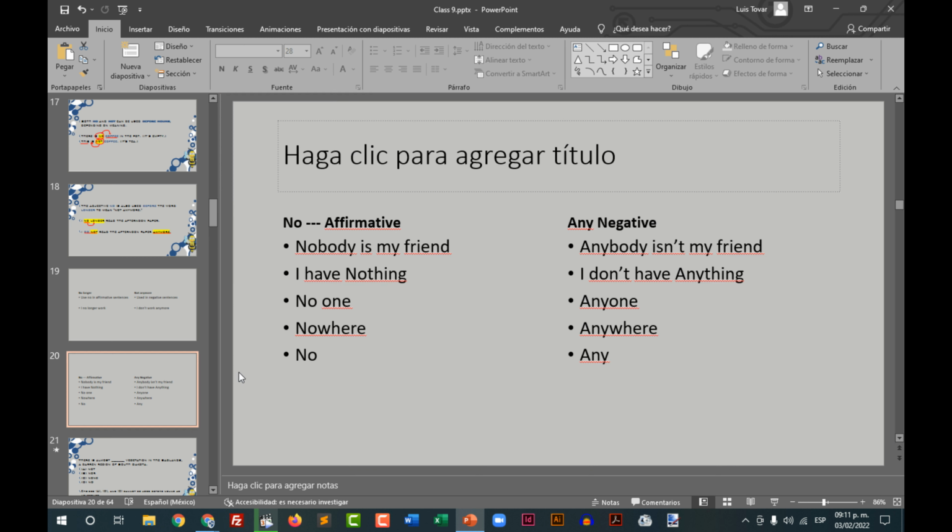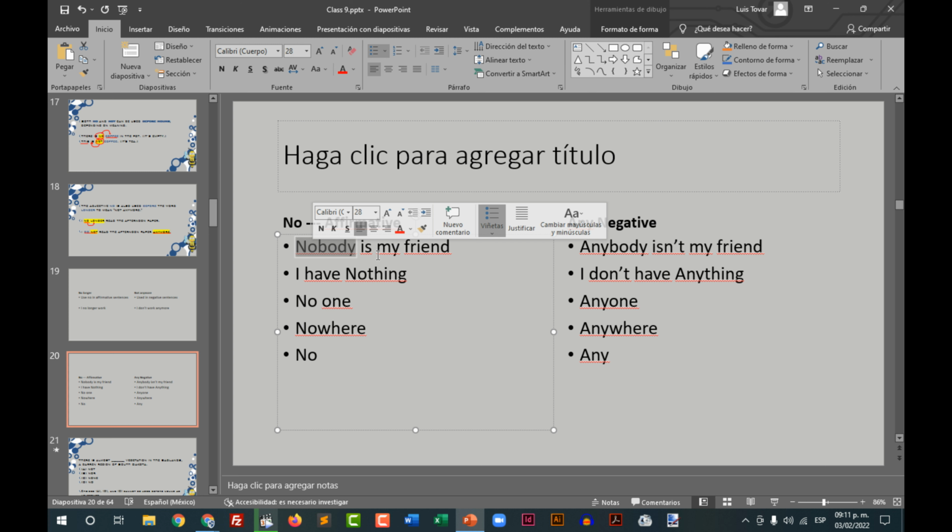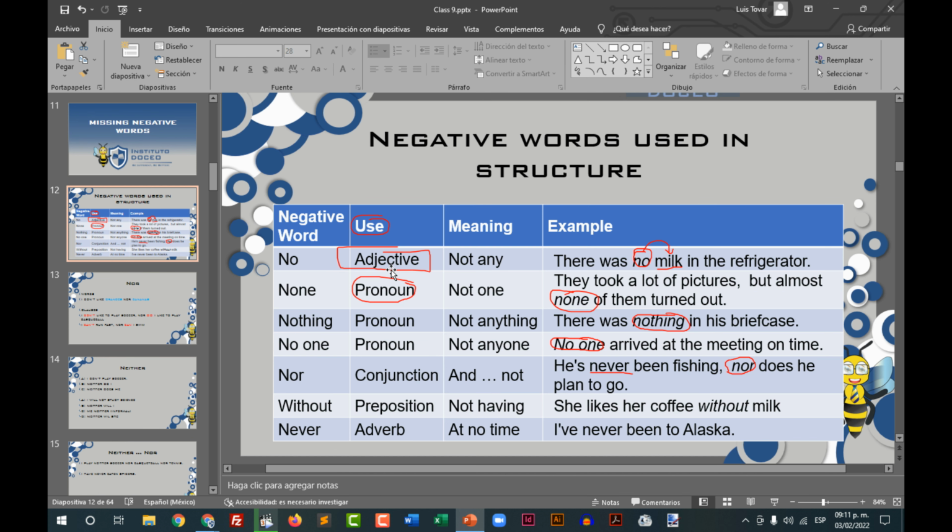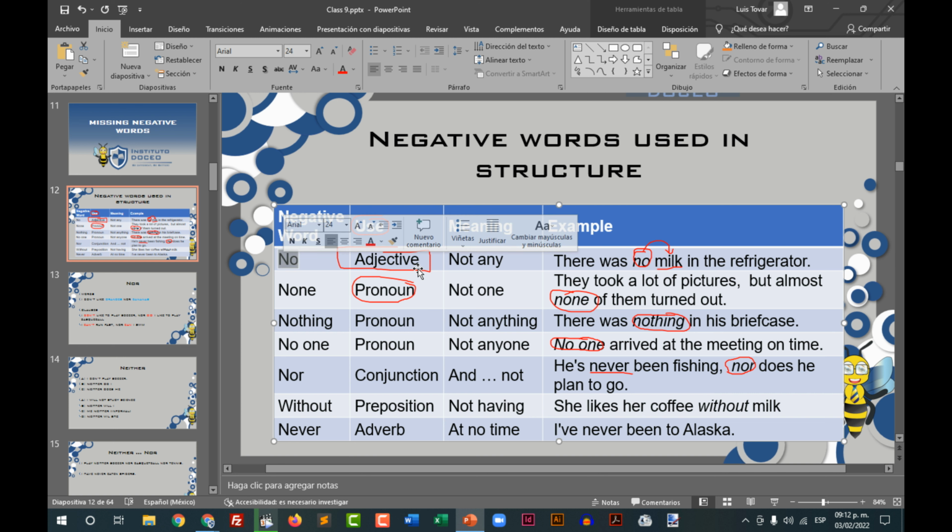For example, here as I said, this is nobody, and well, the point here. I'm sorry. It depends on what you are using the word for. For example, nothing is a pronoun. So it can be at the beginning of the sentence as a subject, or it can be after the verb as an object. Okay? If you use no, it's always an adjective. So remember that adjectives always go before a noun. So that's why we have no longer work, because it is an adjective. Only the word no. Okay?